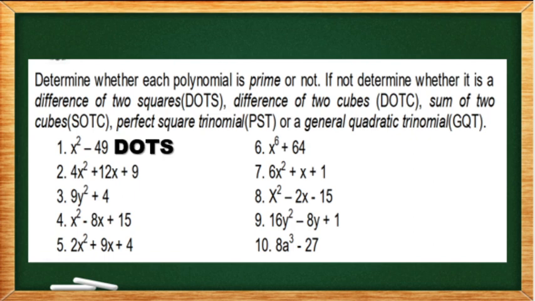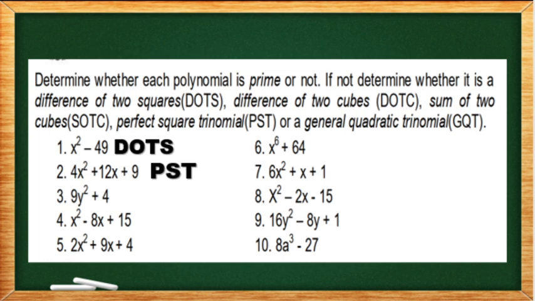Number 2. 4x squared plus 12x plus 9. Trinomial, tatlo. Ang pwede sa kanya, PST or GQT. So, we need to find the more applicable na gamitin sa kanya. 4x squared, perfect squared? Yes, check. Kasi the square root of 4x squared is 2x. 9 is also perfect squared. The square root of 9 is 3. Multiply natin. 2x times 3, 6x. Multiply ulit natin sa 2 to get the middle term, which is 12x. So, therefore, PST ang mas applicable sa kanya.